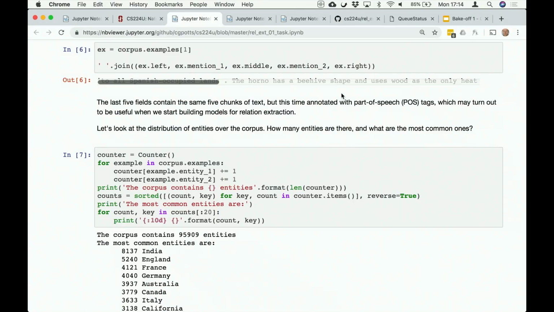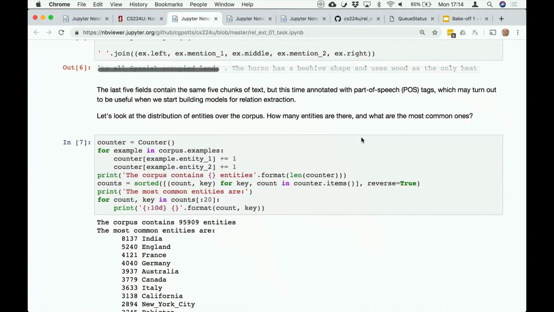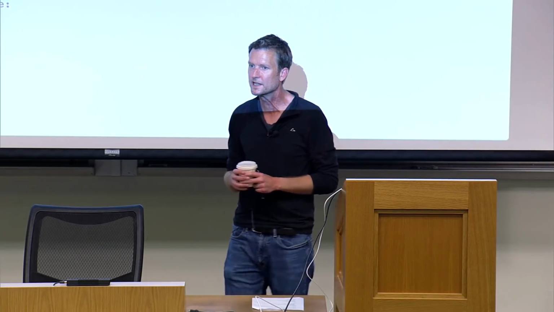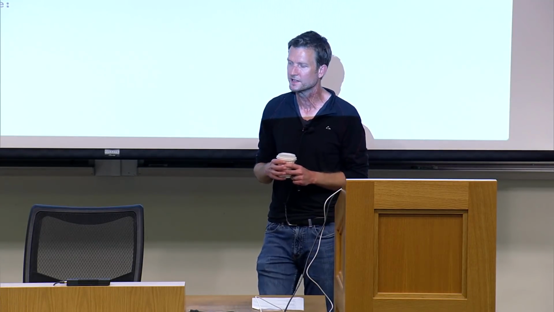Oh, and here's a code fragment which actually pastes the left, mention 1, middle, mention 2, and right all together to sort of reconstruct the original sentence. Let's do a little bit more data exploration just to get a better sense of what's in this corpus. And by the way, this is good methodological practice whenever you start working with a new data resource. Do some poking around and figure out what's in there. Try to look at some summary statistics of what the data looks like.